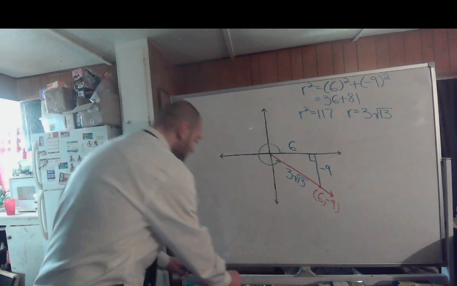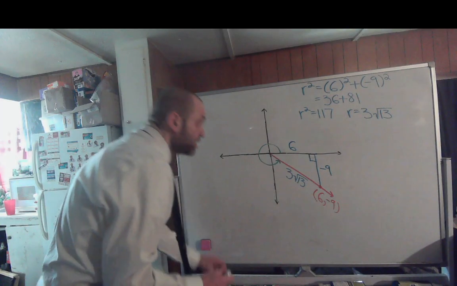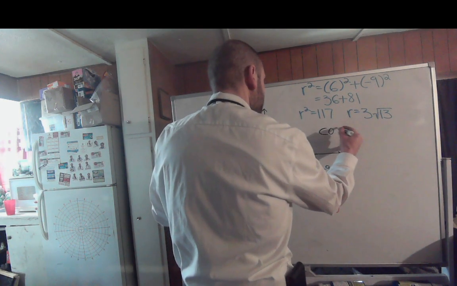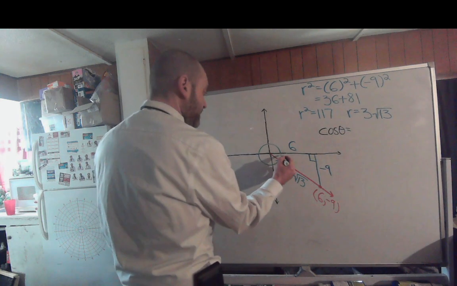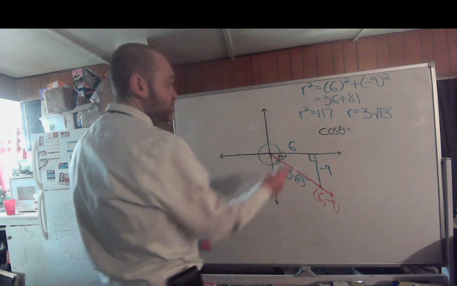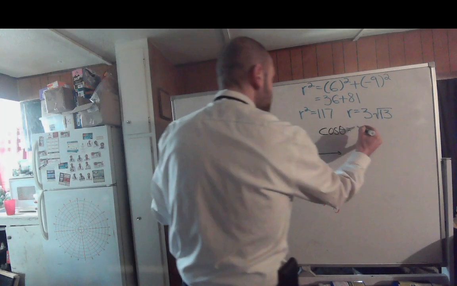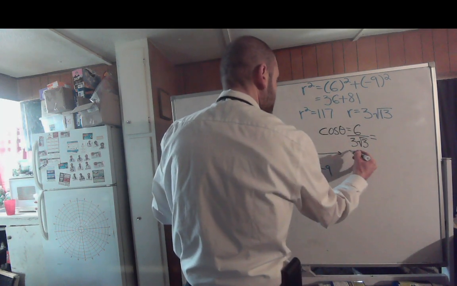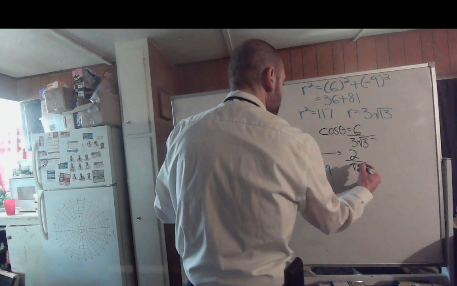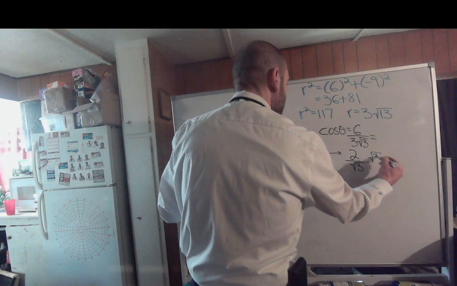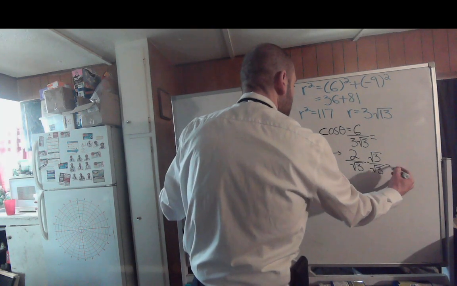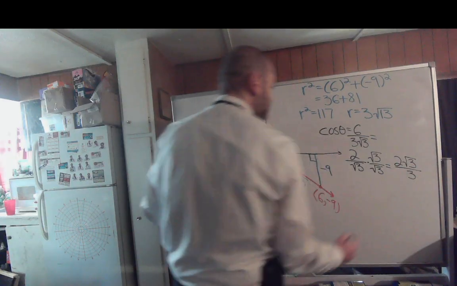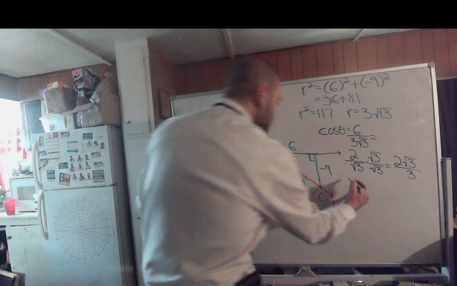Okay, so now we can find the value of the 6 trig functions. So cosine of theta, which would really here be theta prime, that's adjacent over hypotenuse, so that'd be 6 all over 3 times the square root of 13, which is going to equal 2 all over the square root of 13, times the square root of 13 all over square root of 13, which would mean your cosine is 2 times the square root of 13 over 13. So there's your cosine. Now let's find the sine.